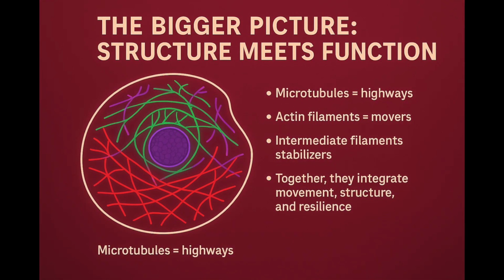When we step back and look at the entire cytoskeleton, the elegance of its design becomes clear. Microtubules act as organized highways, transporting cargo with precision. Actin filaments serve as the movers, constantly reshaping the cell and driving motion. Intermediate filaments stand as the stabilizers, providing resilience and integrity. Together, they form a seamless, integrated system, structure meeting function in perfect harmony. The cytoskeleton is not just a framework, it's responsive architecture alive with energy and purpose.